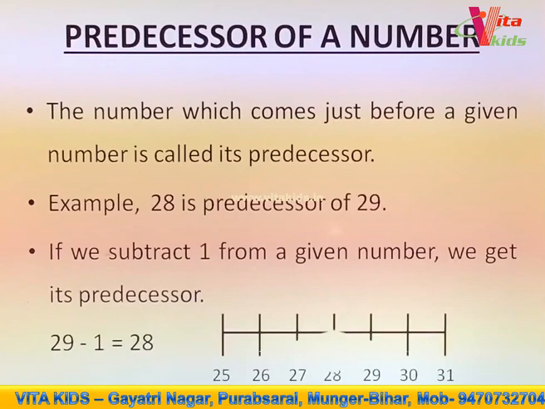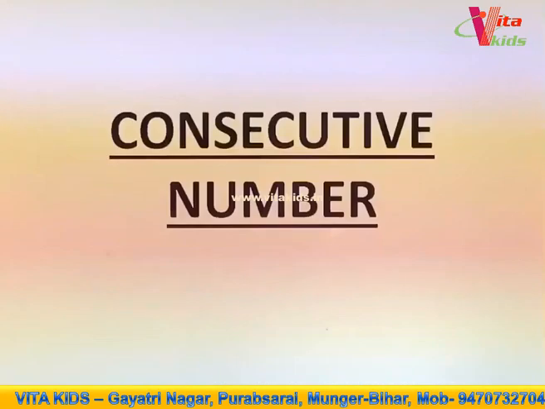If we see on the number line, when we go backwards, that is towards the left, we get the predecessor. From 29, when we move back to 28, we get the predecessor. On a number line, the number on the left of the given number is its predecessor. Consecutive numbers.